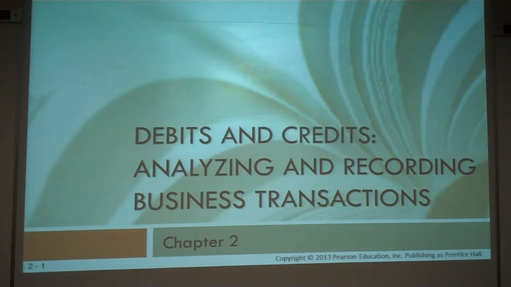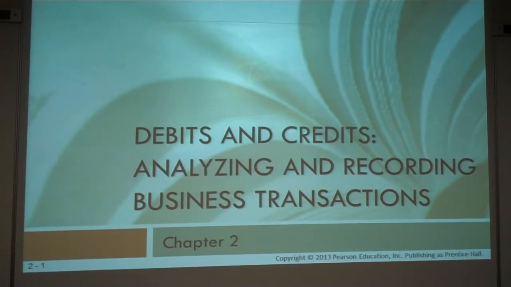Anything of value is called what? What categories have we had so far? Asset, liabilities, owner's equity, expenses, what else? Revenue, right?